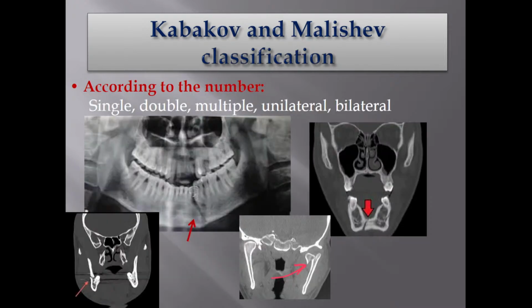According to the number: single, double, multiple, unilateral, and bilateral. And what does it mean?